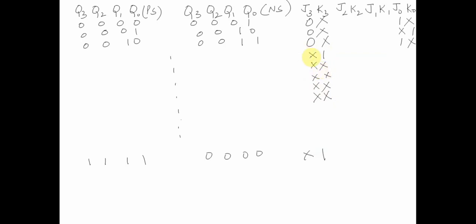I'm sorry, I looked at a wrong one. Basically my J3, K3 will be 0x, 0x, 0x, and they will remain 0x, and so on till 7. That is 4, 5, 6, 7, this one. And after this, they become 1x, and then they remain x0, x0, and so on.